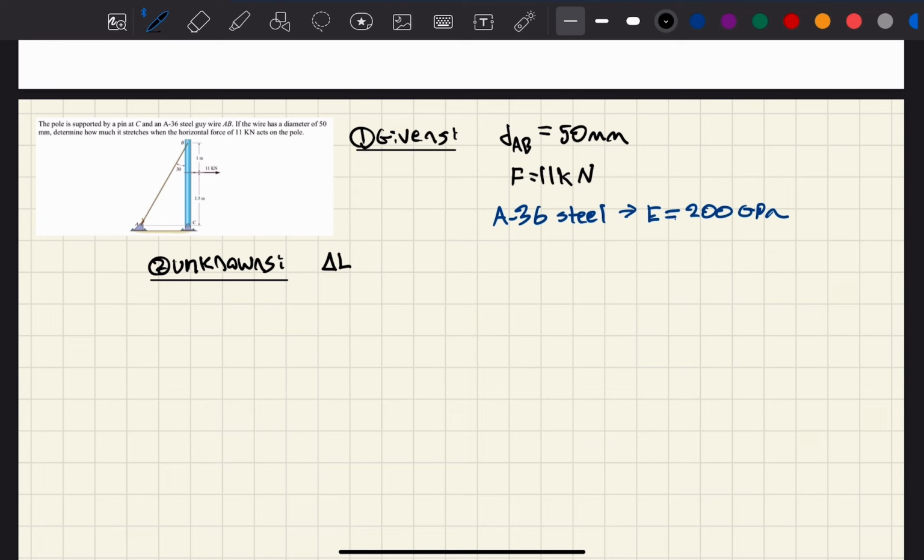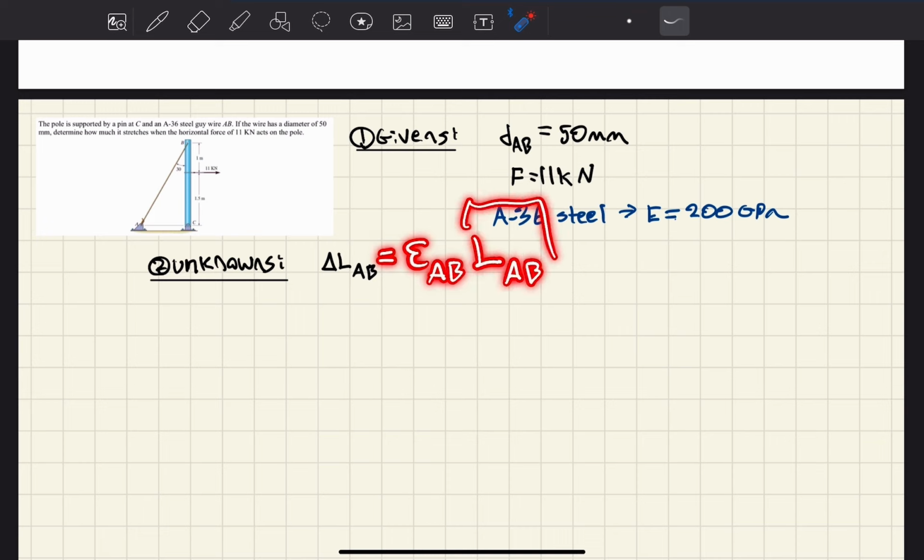The change in length of the wire AB, spoiler alert, is equal to strain AB multiplied by the original length AB. How do we find this guy? Well, you can easily find it geometrically. We will do that. Wait 1 second, please.